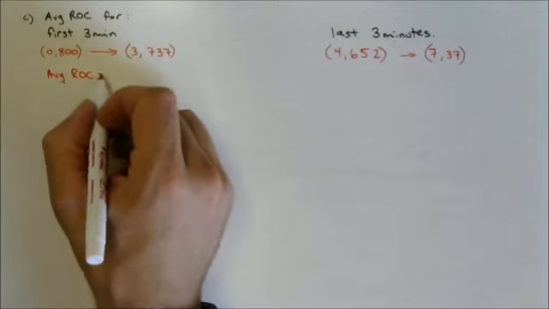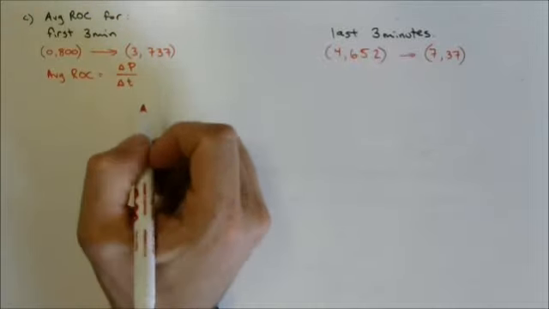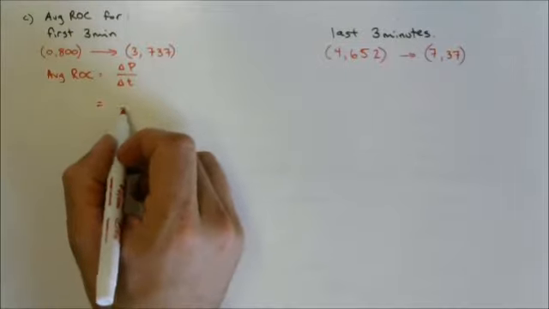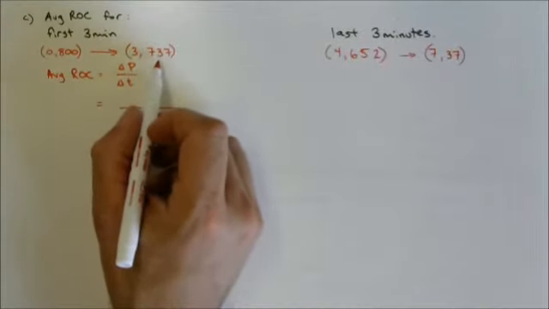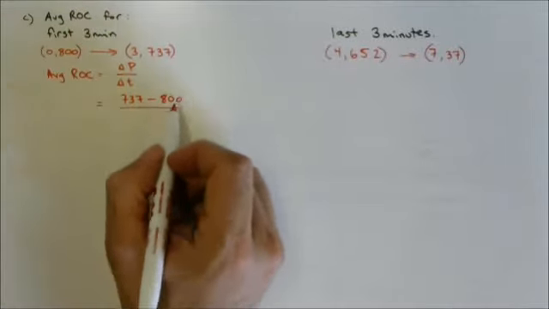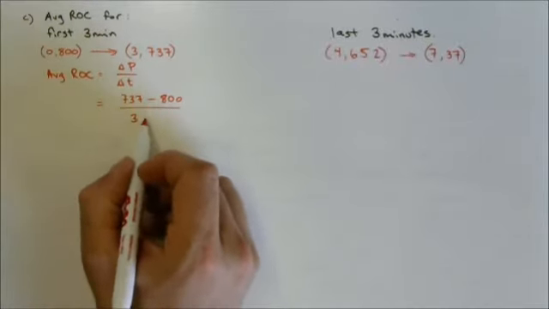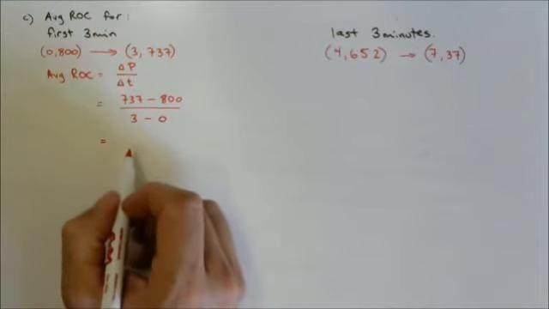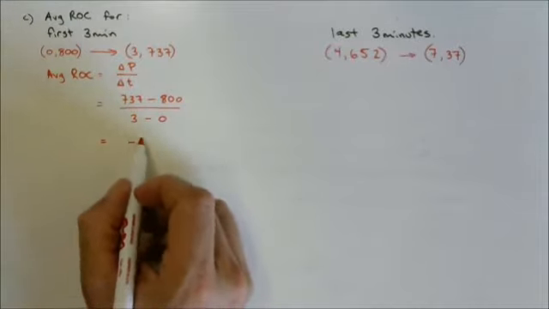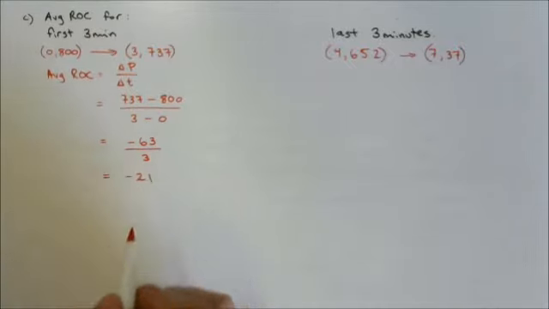So the first 3 minutes, average rate of change is the change in the population with respect to the change in time. Change in population, I take my second population value, 737, subtract my first one, which is 800. Time, denominator, take my second value, which is 3, subtract my first value, which is 0, and we end up with negative 63 over 3, which reduces to negative 21. So in the first 3 minutes, the average rate of change is only 21 bacteria per minute.